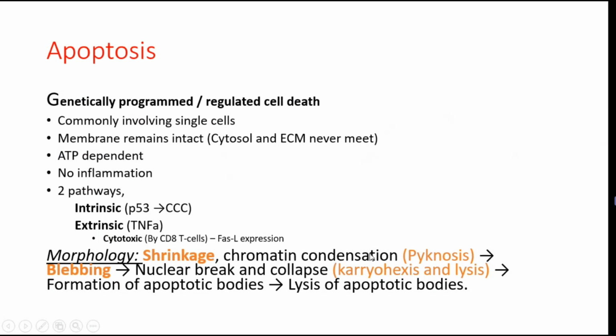How this happens is by chromatin condensation, which is called pyknosis, shrinkage of the nucleus, followed by blebbing of the cell membrane, followed by nuclear breakdown and collapse, karyorrhexis and karyolysis, and finally formation of apoptotic bodies surrounded by the cell membrane. And at last, you have lysis of apoptotic bodies, and then they're taken up by the macrophages. The words which I've put in color over here need to be remembered. Without these words, your answer is not complete. So please do remember these specific terms.